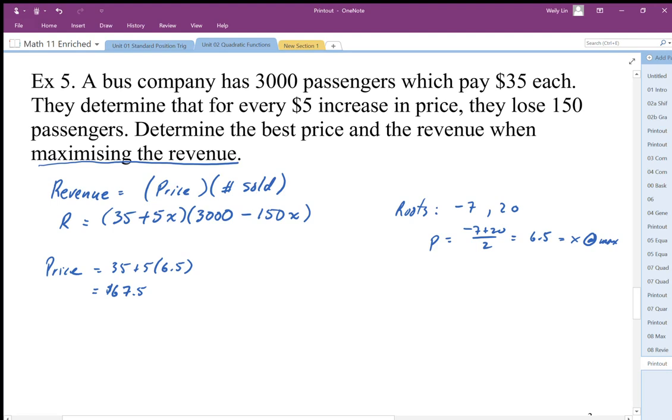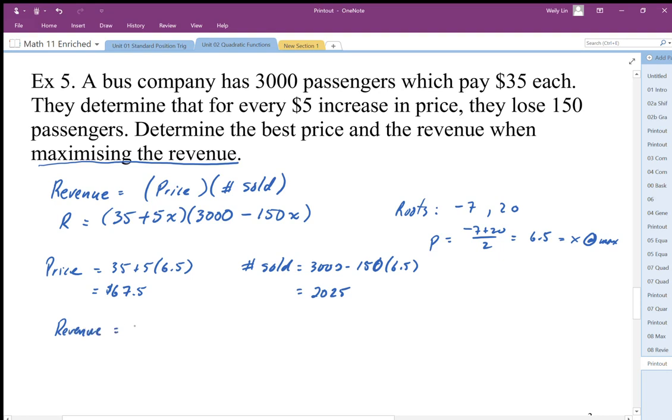The number sold, it doesn't ask for the number sold, but we'll calculate the revenue. The number sold is going to be 3,000 minus 150 times 6.5. Multiplying 150 by 6.5 is going to give me 975. So we're going to subtract 975, and we're left with 2,025 tickets sold.